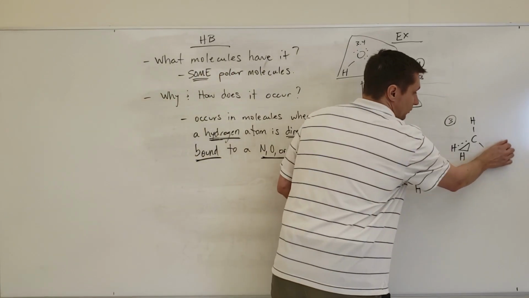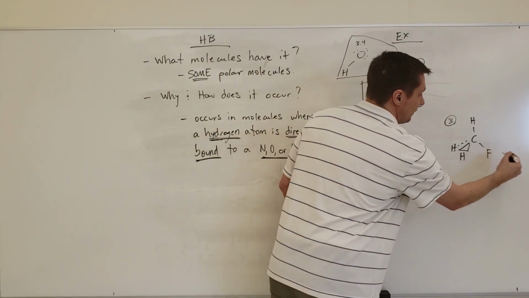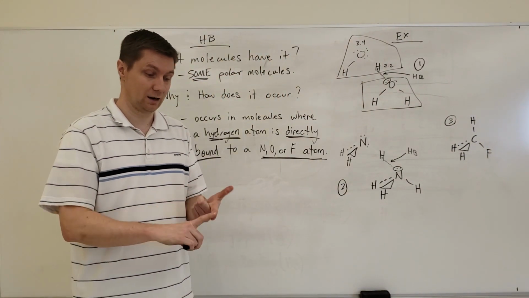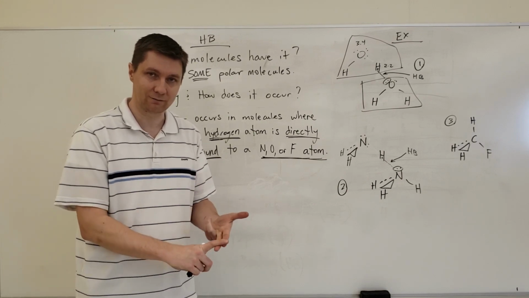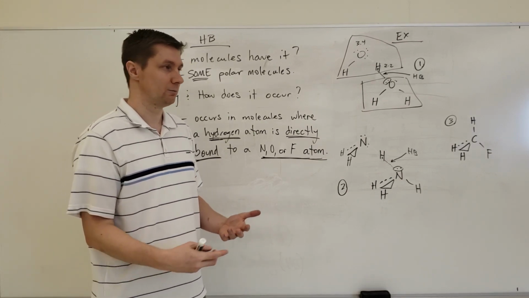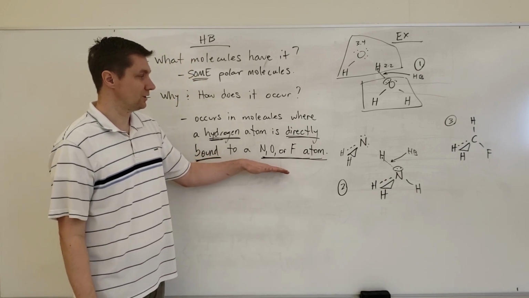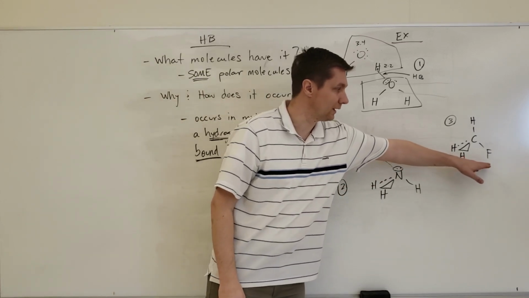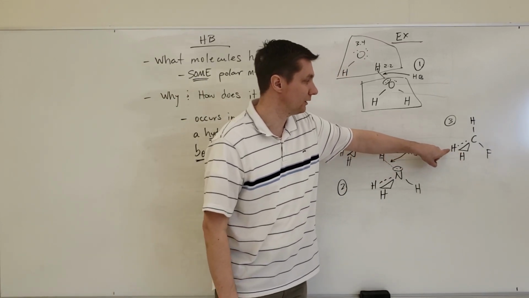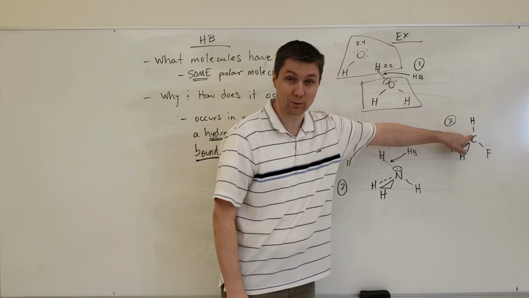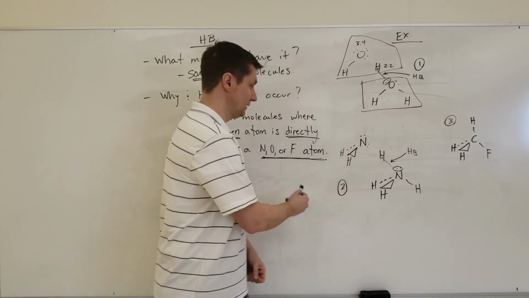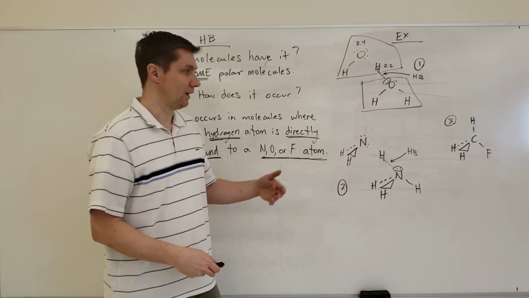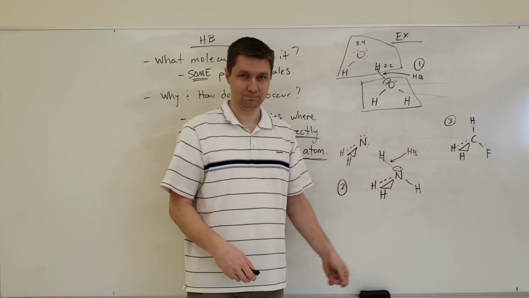Another mistake kids will often make is they'll see a molecule like that that's got fluorine in it, and think, hey, it's got hydrogen and it's got fluorine in it, that's got to have hydrogen bonding. But again, this doesn't fit the definition, where the hydrogen has to be directly bonded to the fluorine atom. It's not directly bonded to it. The hydrogens are all directly bonded to the carbon. And so because it's not one of these three, it doesn't fit that description of a hydrogen bond, and therefore that molecule will not exhibit hydrogen bonding.